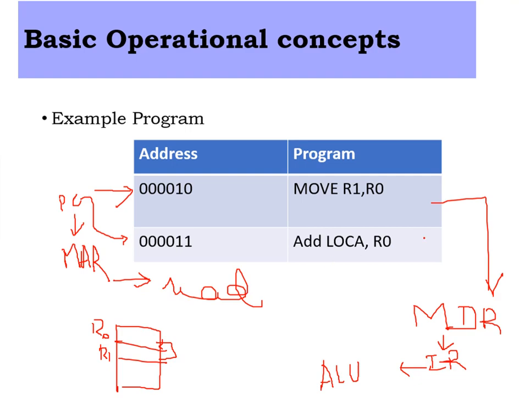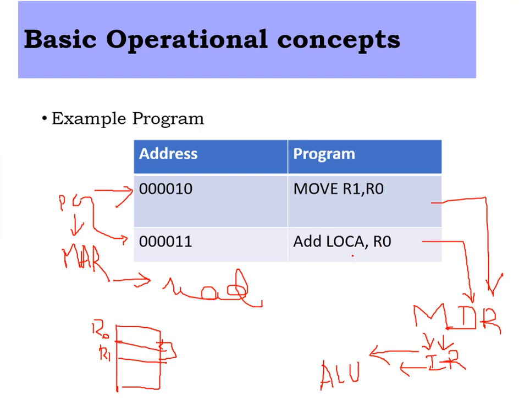So this instruction, the second instruction, will be fetched and copied to the memory data register, and again it will be transferred to the instruction register, and from there to the arithmetic logic unit. Once it is done, it is going to check this instruction. The instruction says add LOCA comma R0. LOCA is the address of a memory location. That content needs to be added with the content of R0.